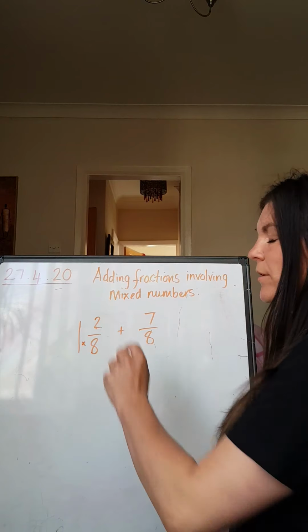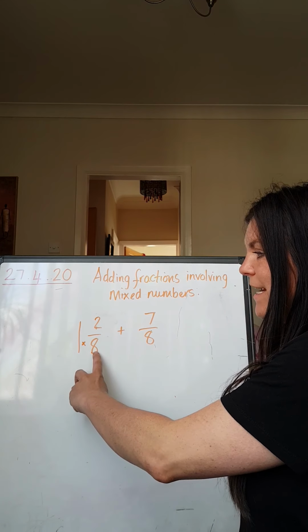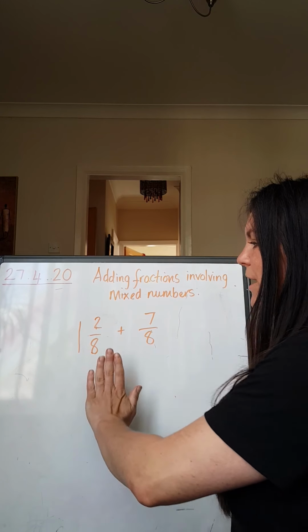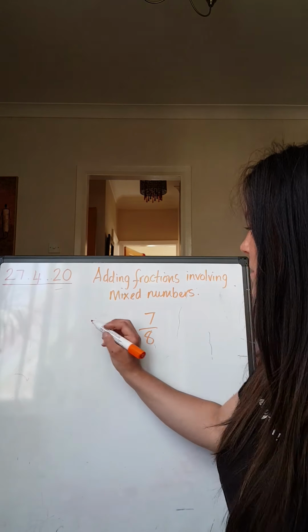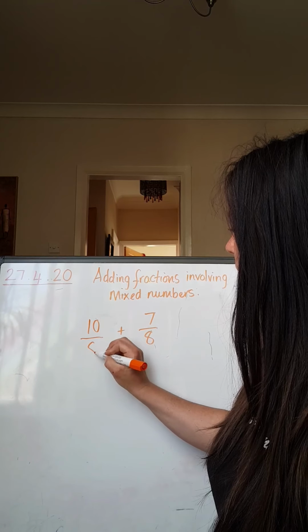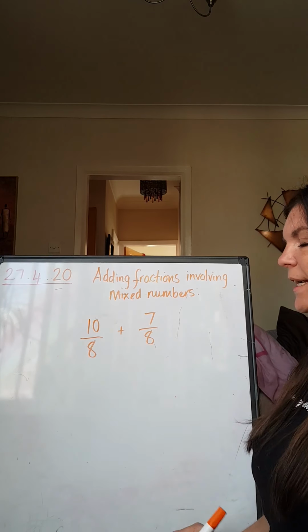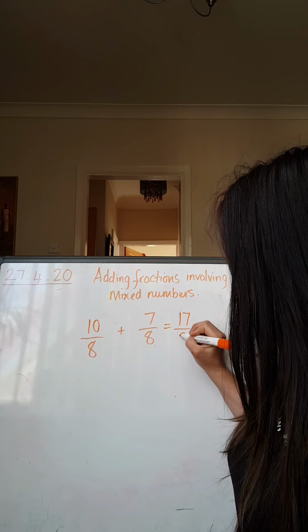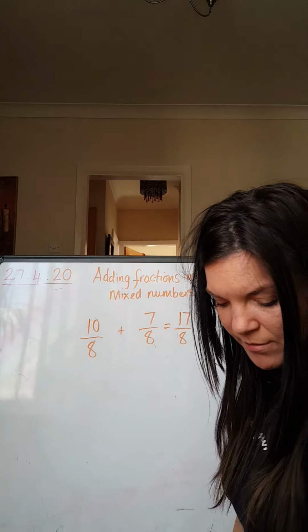And then add on how many more you've got at the top. So I've got 8 because I've got a whole, 9, 10. I'm going to add that 2 on. So I could change that into 10 eighths if I wanted to. And then I'm going to add 7 eighths. So the answer is 17 eighths. Now, am I finished?